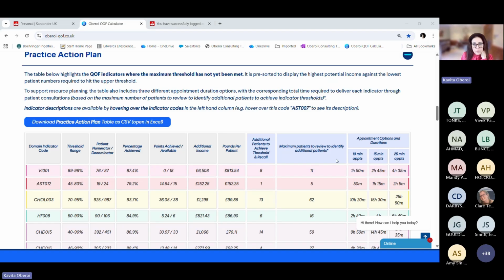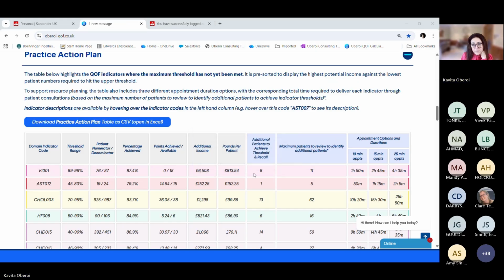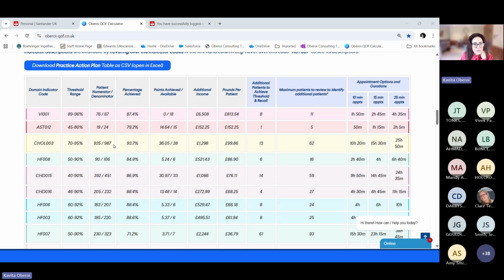What we've also done is look at some arbitrary appointment durations. So you can look at your indicator and say, well, how long is that actually going to take? You can work out the appointment times, your resourcing and sessions. So again, here for cholesterol, there's still 62 patients. That's 10 hours and 20 minutes if everybody was given a 10-minute appointment, or 15 or 25.